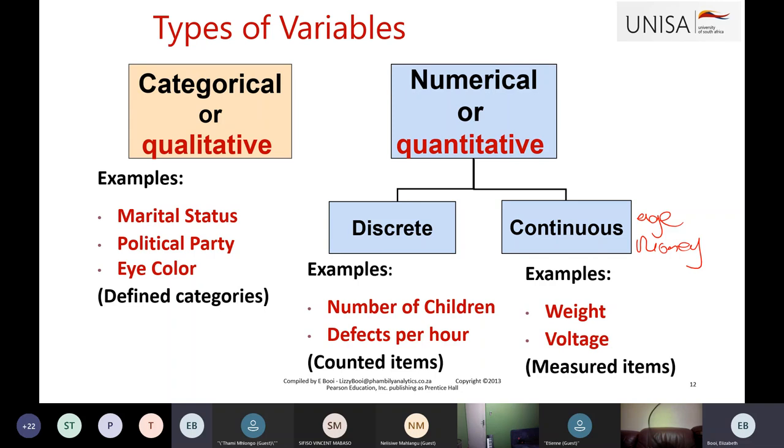Numerical data is data that you can either count. When you count it, it's called a discrete variable, quantitative discrete or numerical discrete. Data that can be measured is called a continuous, quantitative continuous variable.